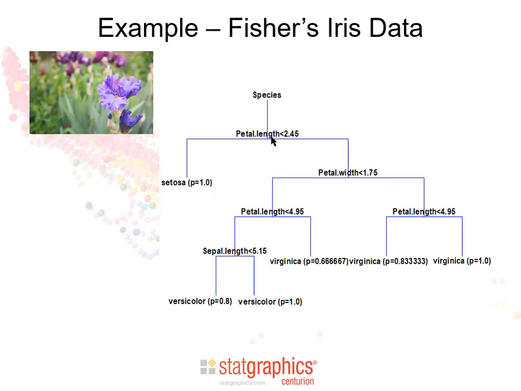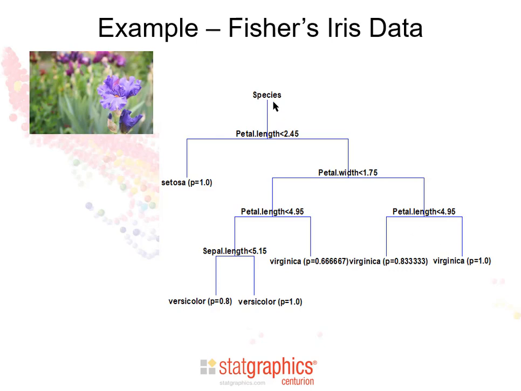If the petal is 2.45 or greater, we move to the right and then look at the width of the petal. If the width is less than 1.75, we move left. If it's greater or equal to 1.75, we move right. Then we might look at the length of the petal again, the length of the sepal, and so forth. And eventually, based upon the binary decisions at each of these nodes, we'll end up at one of the 1, 2, 3, 4, 5, 6 terminating leaves.